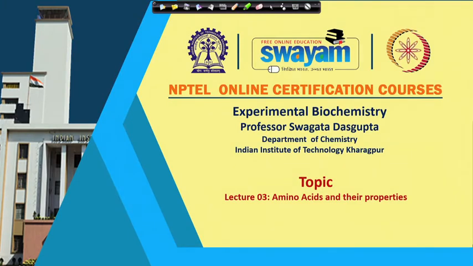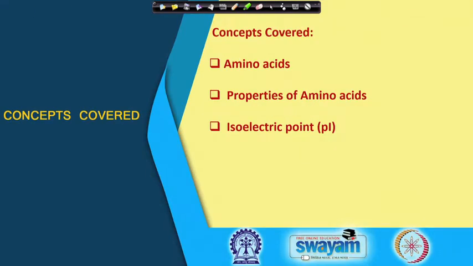We begin lecture 3 of experimental biochemistry, where the discussion is on amino acids and their specific properties. The concepts that will be covered in this lecture relate to amino acids and their properties and what we mean by the isoelectric point. In the next lecture, we will look at the determination of the isoelectric point of an amino acid.